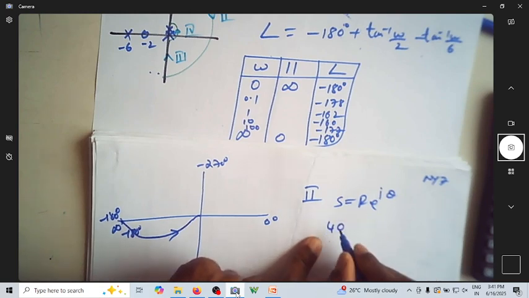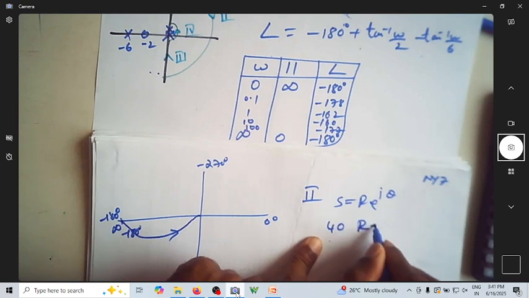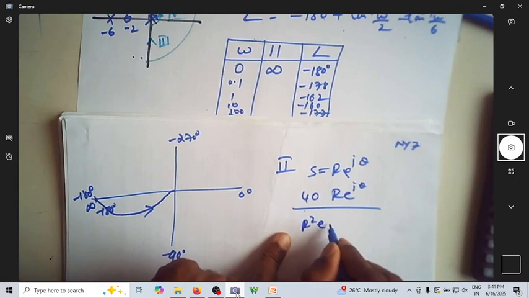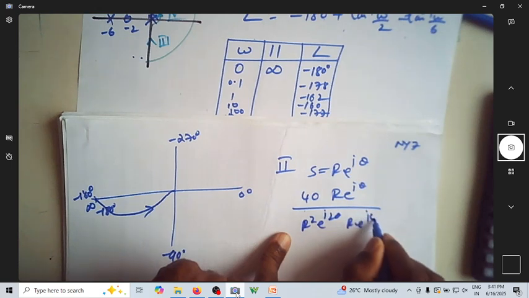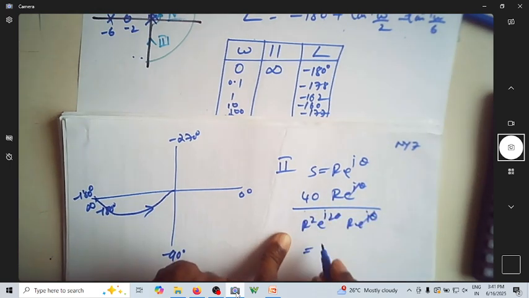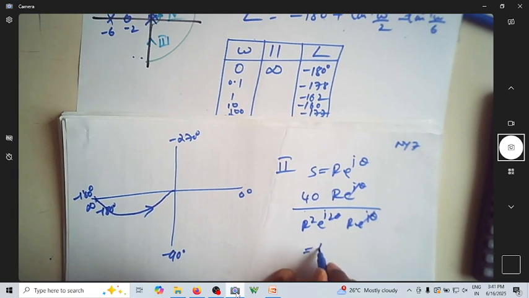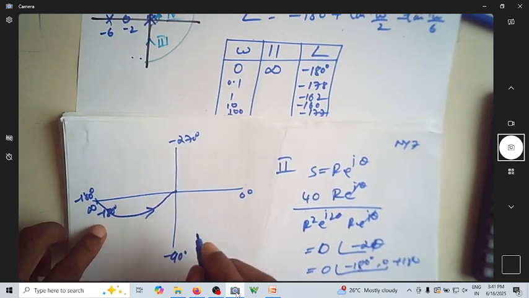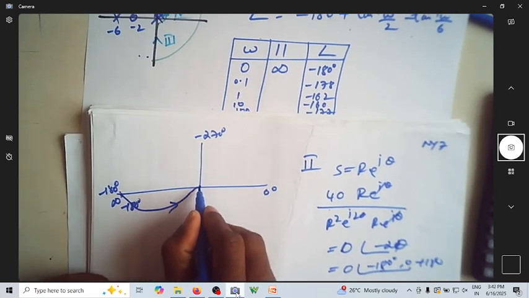So is it not s equal to r e power j theta? By this time you can directly write it as r e power j theta by r square e power j2 theta, and r e power j theta. This will go off. You see now it is 0 at an angle minus 2 theta. It is 0 at an angle minus 180 degree, 0 plus 180 degree, meaning it's a dot at the origin. Second segment is a dot at the origin.